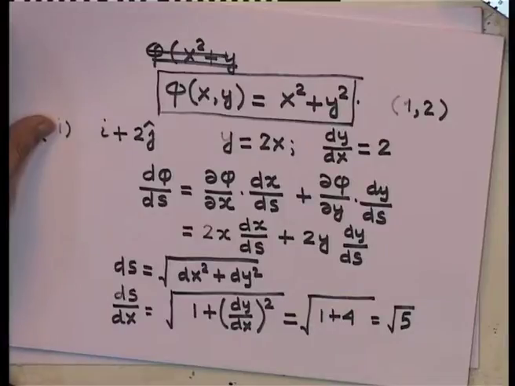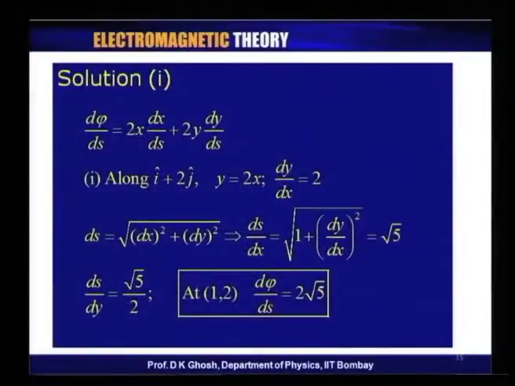In an identical way, I can compute ds by dy, and of course, I need dx by ds, which is then 1 over square root of 5, and dy by ds, which of course is 2 by square root of 5. So, plug these things in there and compute d phi by ds, which will work out to 2 root 5.